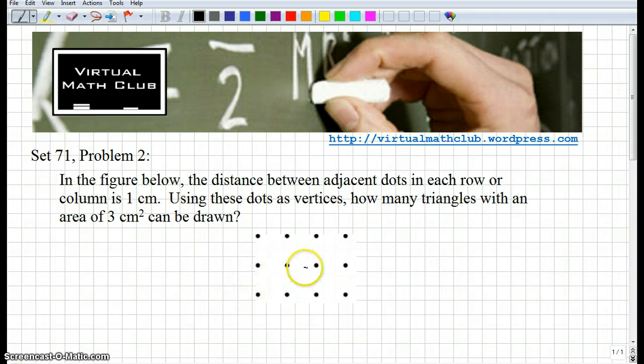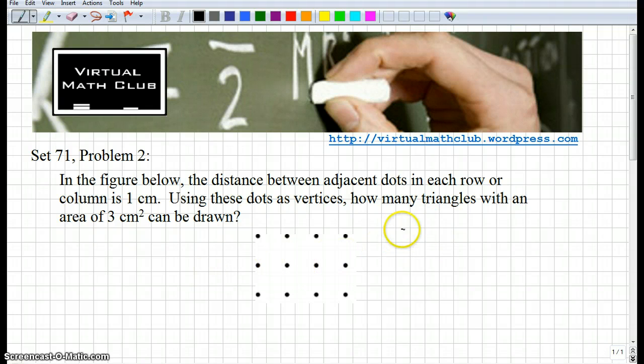Alright, in this problem we've got this matrix of dots, and we're told that the distance between adjacent dots in each row and each column is 1 centimeter. And using these dots as vertices, how many triangles with an area of 3 square centimeters can be drawn?